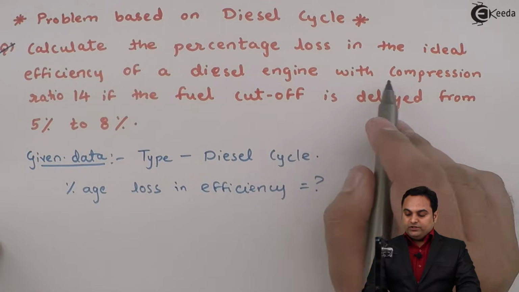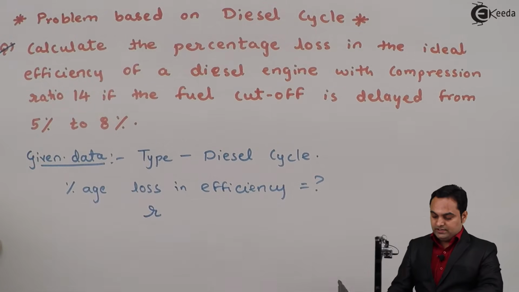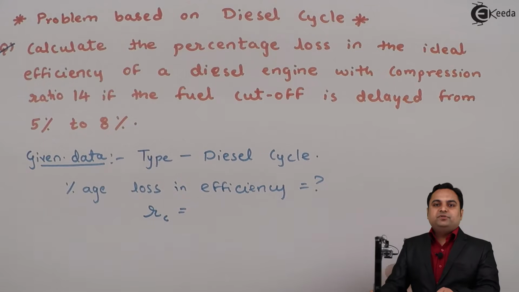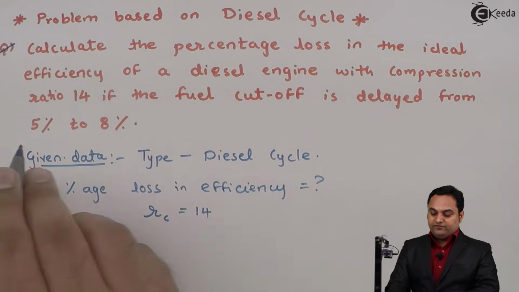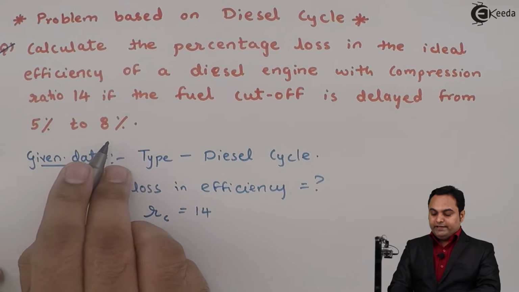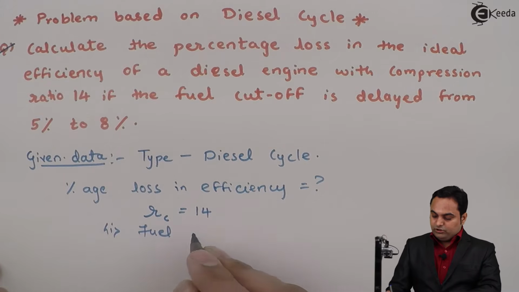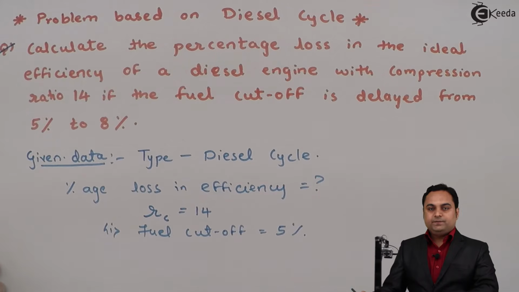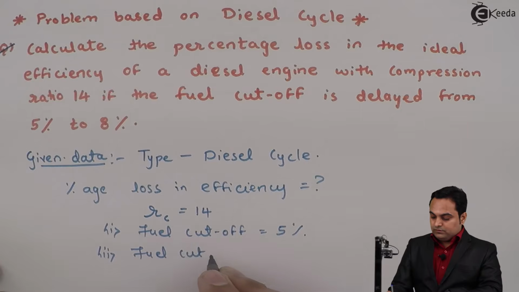of a diesel engine with compression ratio of 14. So compression ratio is R, or I can say R suffix C, that is more specific. Compression ratio is 14. If the fuel cutoff is delayed from 5% to 8%. So in first case the fuel cutoff is at 5%, and in the second case the fuel cutoff is 8%.